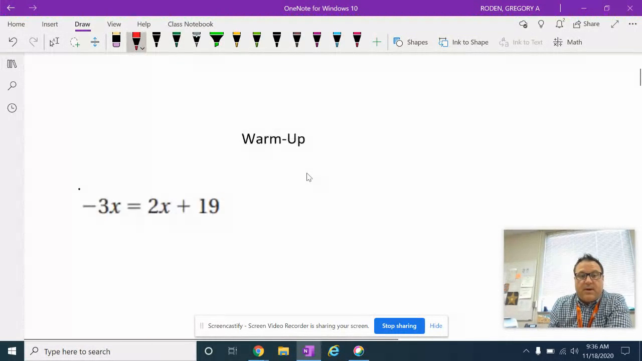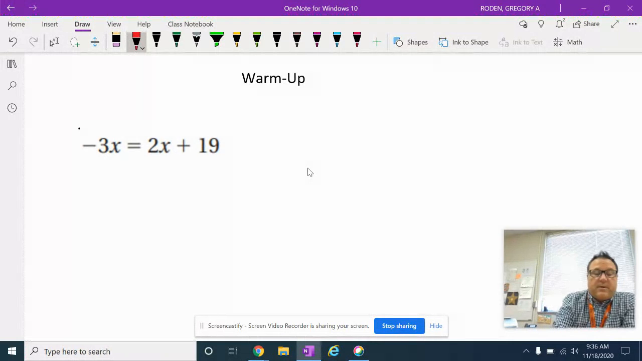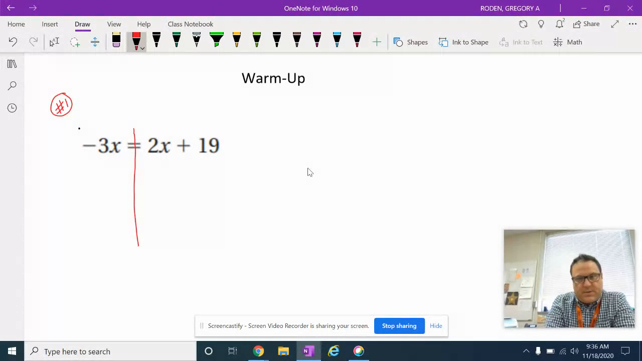This is warm-up number 1. On that quiz, some of you may have struggled a little bit with the wording or whatever. So this is going to be just straight up solving equations and putting answers in, okay? Let's go ahead and take a look at this.